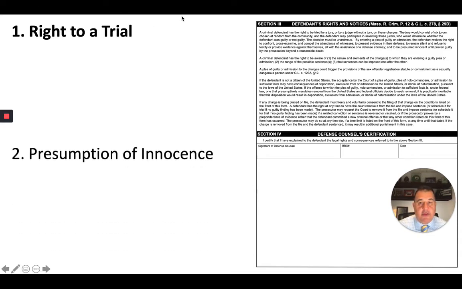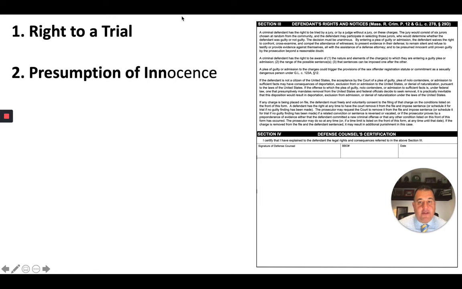Another right you're giving up is the presumption of innocence, okay? By doing this, like I said before at the beginning, when you enter into a plea, you're admitting to doing something wrong. If you didn't admit to doing something wrong through tender of plea, you're ultimately presumed to be innocent until you're proven guilty at a trial, okay? It could be, like I said, a judge trial or a jury trial, but you're presumed innocent until you're proven guilty. And by doing this, you're waiving that presumption of innocence.